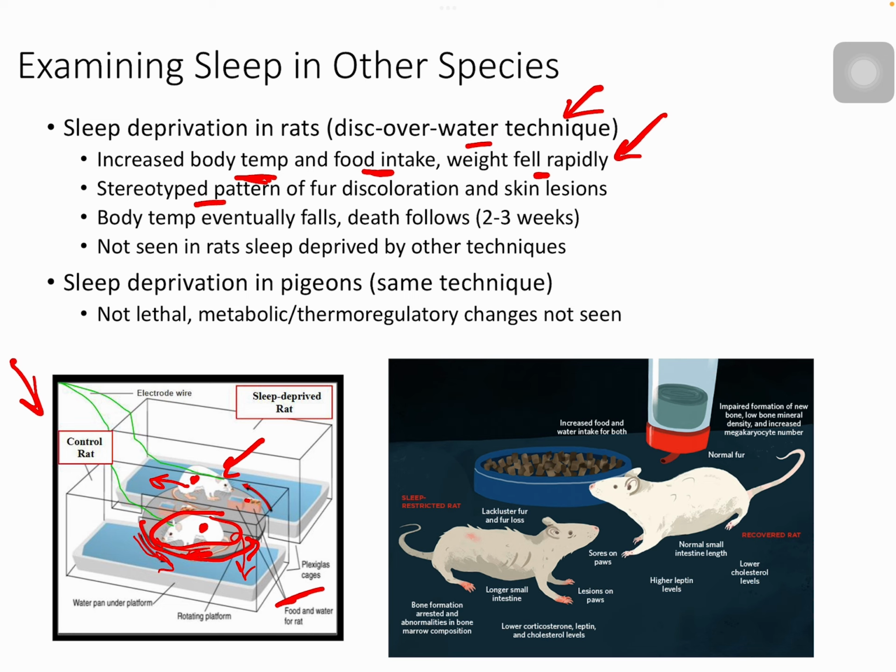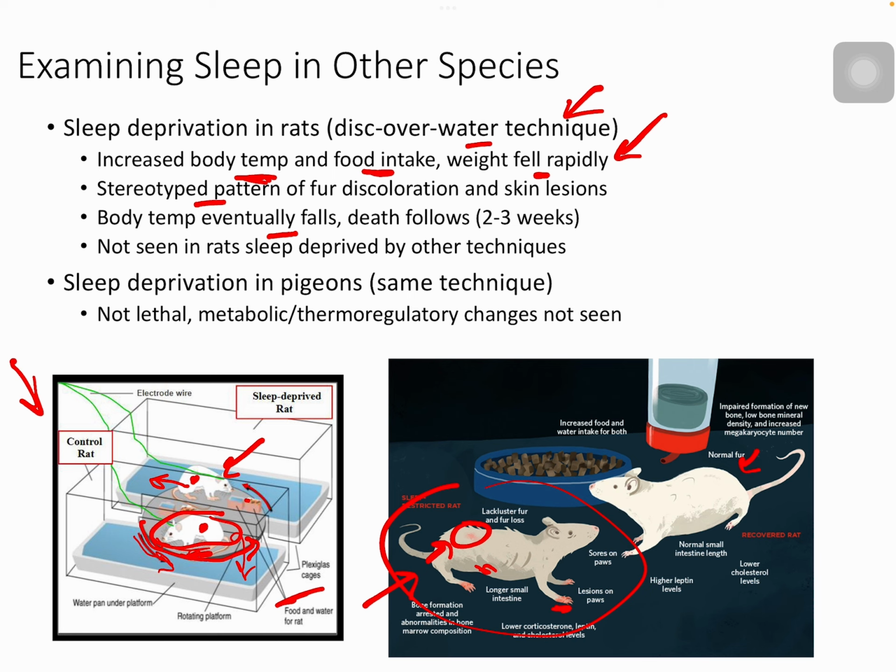We also see a really interesting stereotyped pattern. So here you can see in this particular rat a very specific pattern. We have nice shiny fur over here in a regular rat, and here we have kind of lackluster fur, it's not shiny, and also you see these patches and lesions that occur in terms of fur loss and then lesions on the paws. And so we see this pattern of fur discoloration as well as these skin lesions. And eventually the body temperature is going to fall. And then within 2 to 3 weeks, this rat is going to die using this technique.